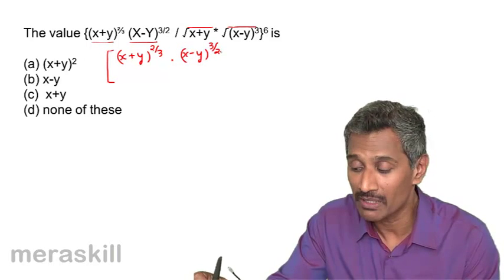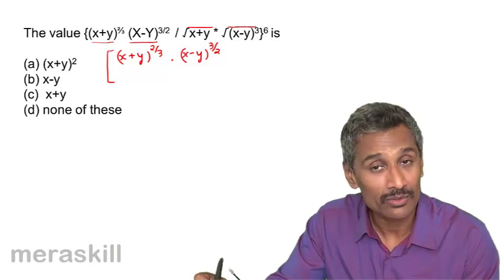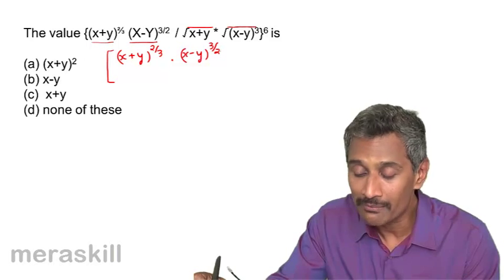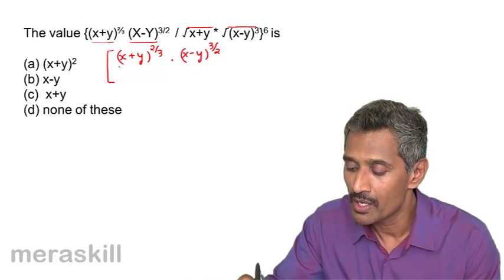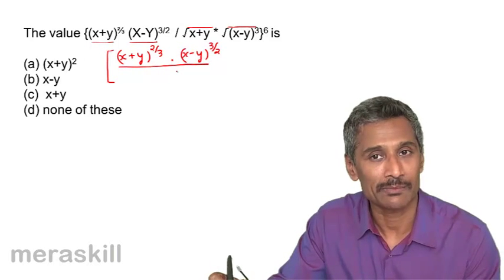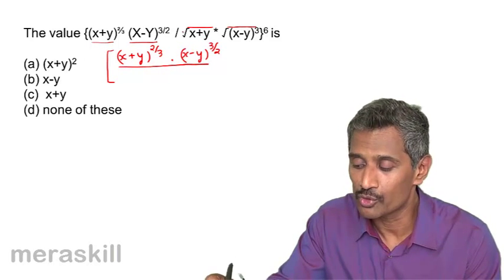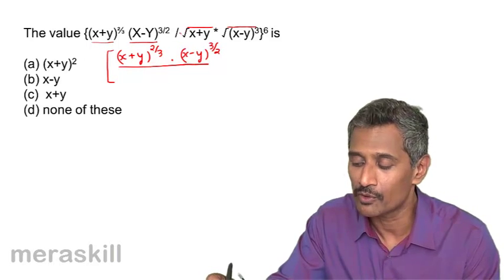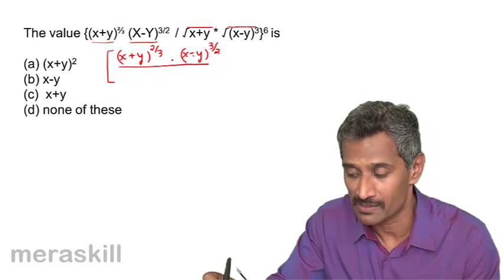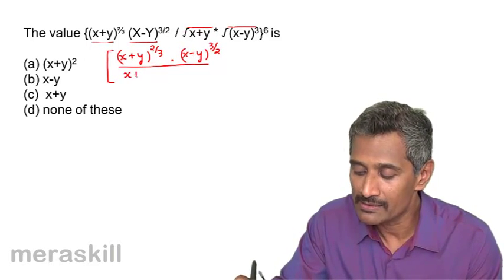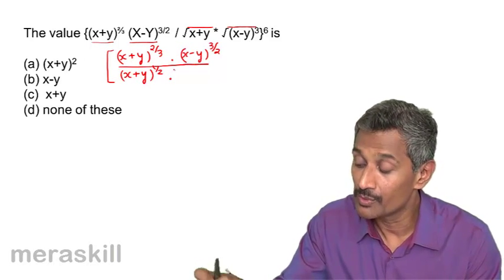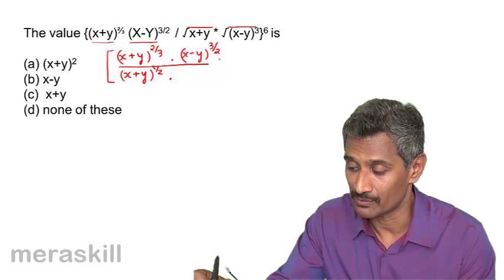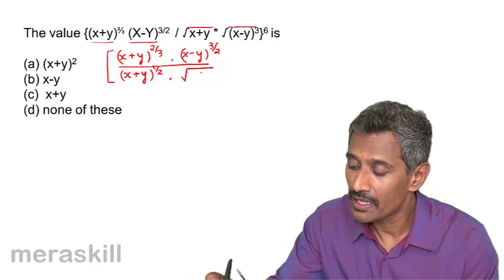What does this actually mean? It's x minus y the whole cube, and since it is 1 by 2, you take the square root of x minus y. And what are these two? Here we have root x plus y, which is the same. You don't normally write 2 here. It is taken for granted. Root means second root of x plus y. That is x plus y the whole raised to half into, now here we have two powers involved. It is root x minus y cube.